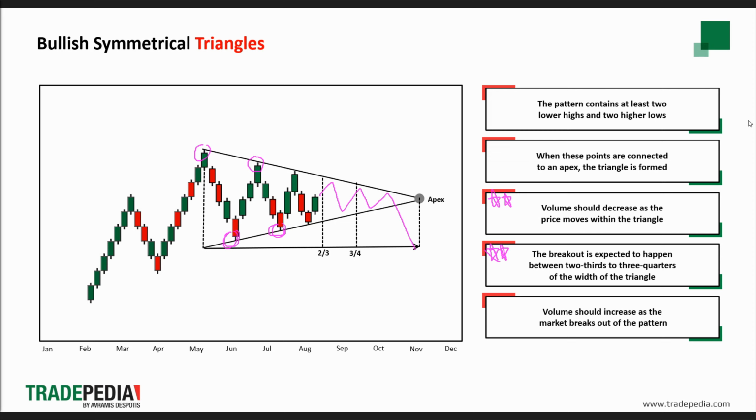Okay, the last point, I do agree, volume should increase as the market breaks out of the pattern. Because why is that so? Because there will be a lot of traders monitoring this triangle pattern itself. So once the price action breaks on either side, traders will be taking in their position on the breakout. Mainly there will be breakout traders monitoring the price action breakout itself. So that is the reason why the volume increases.